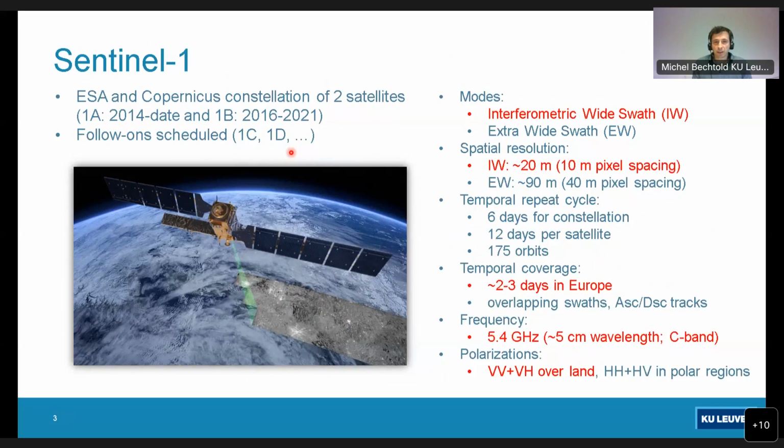For those who are not so familiar with it, it's a constellation of two satellites. The first one was launched in 2014, the second in 2016. Unfortunately, the second one already died at the end of 2021. There are follow-ons scheduled, so it's a good mission for operational usage. We are using here the interferometric wide swath data aggregated to 1 kilometer resolution. Over Europe, we have a temporal coverage of 2 to 3 days. Sentinel-1 is C-band, and over land we have vertical-vertical and vertical-horizontal polarization.